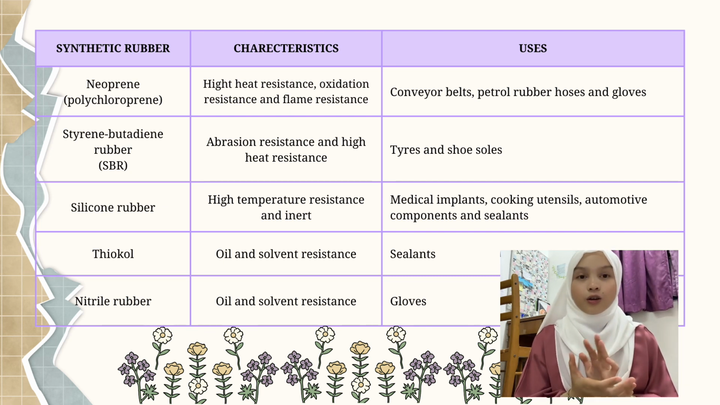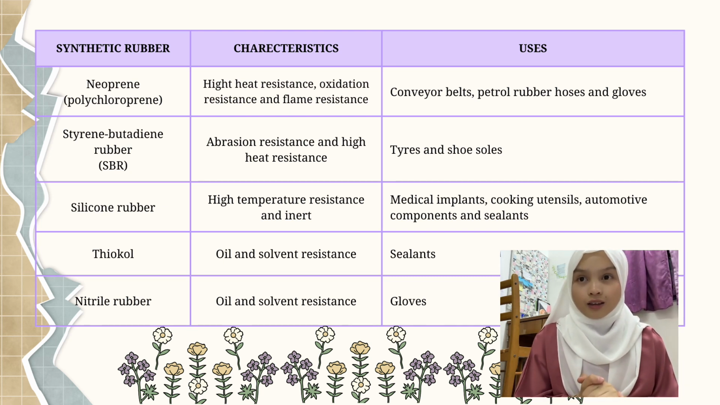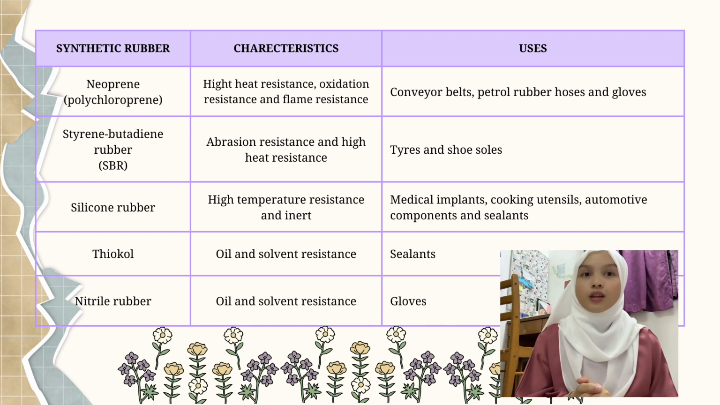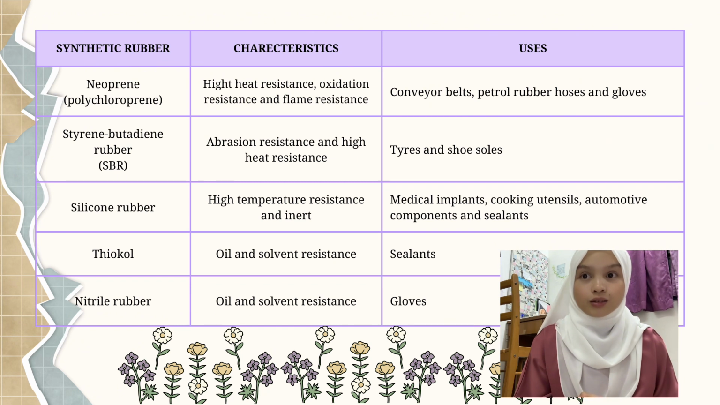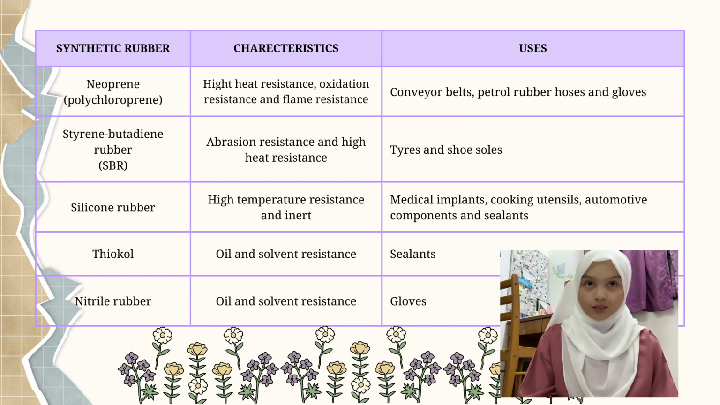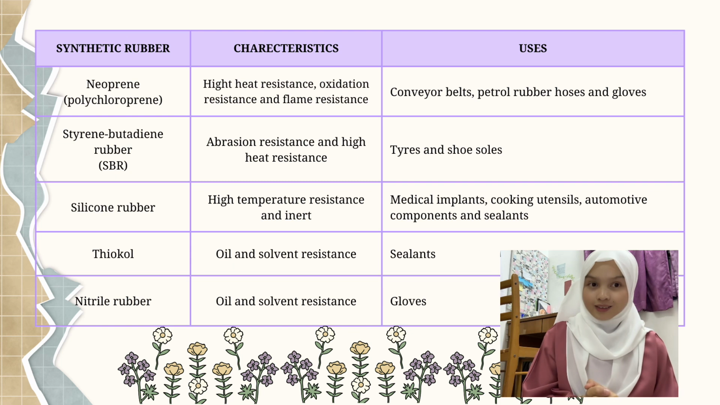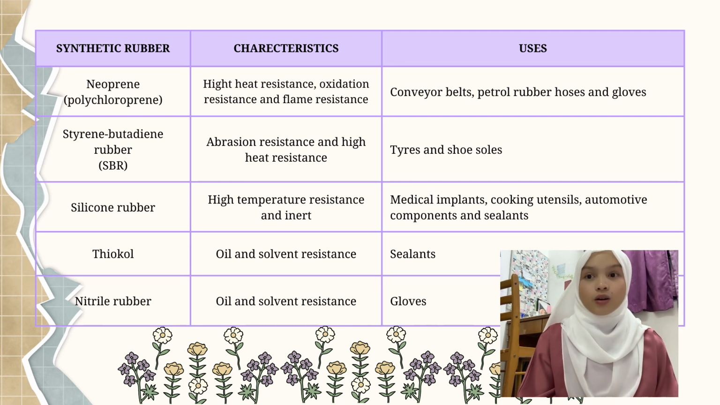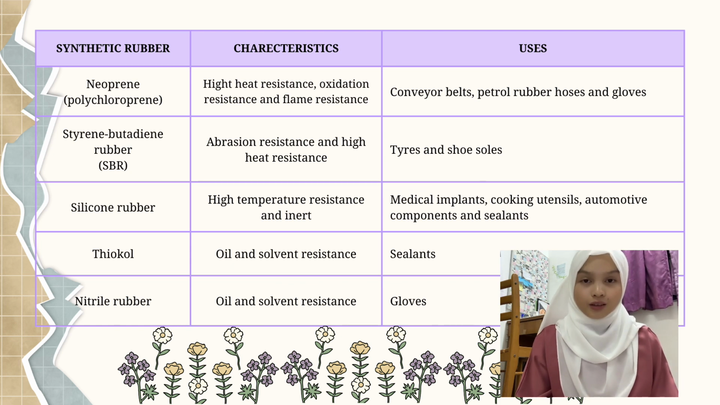Number 3, silicone rubber. High temperature resistance and inert. Its uses: medical implants, cooking utensils, automotive components, and sealants. Number 4, thiokol. The characteristic is oil and solvent resistance. Its uses: sealants. Lastly is nitrile rubber, with oil and solvent resistance, and its use is to make gloves.